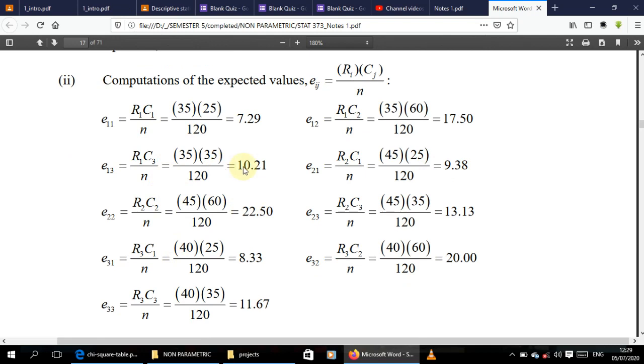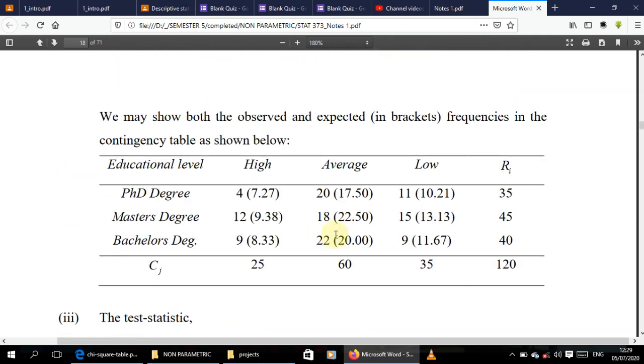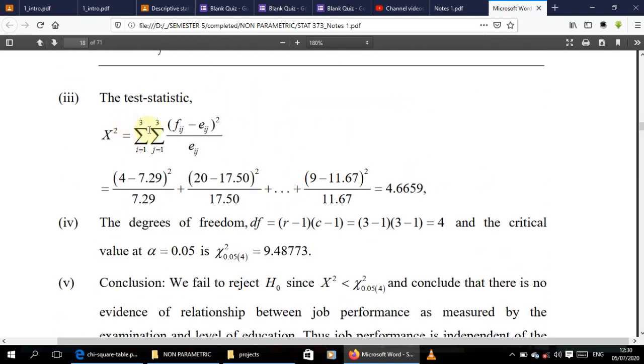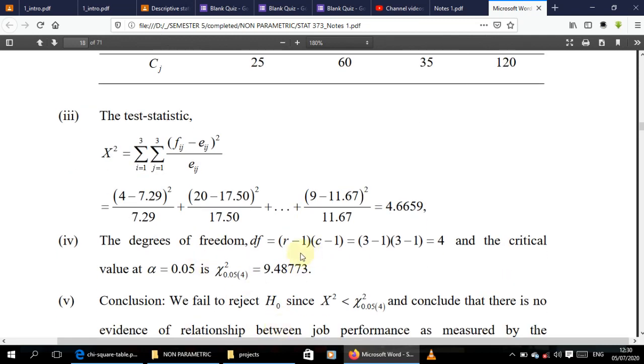So we have to find all the expected frequencies. I've shown you how to get them. You get all the expected frequencies and draw your table with them attached, then find your test statistic. 4 minus 7.29, squared, over 7.29, then 20 minus 17.50, squared, over 17.5. You sum everything and you get 4.6659.